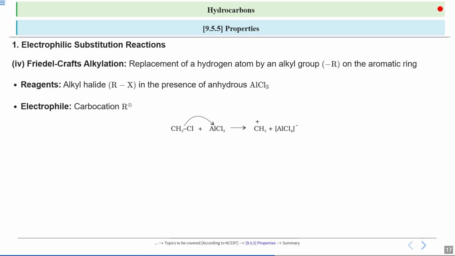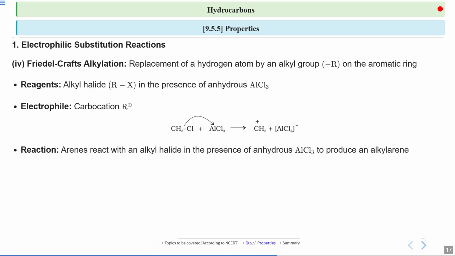Notice how the reaction proceeds, where your AlCl3 is taking chlorine from CH3Cl, creating a carbocation, which is the methyl carbocation specifically here, and AlCl4- is formed apart from it. Now next, what will happen? The arene, such as benzene, reacts with the alkyl halide in the presence of anhydrous AlCl3. This results in alkyl arenes, which means the aromatic ring now has an alkyl group attached to it. This is a classical example of how we can modify hydrocarbons to create new compounds.